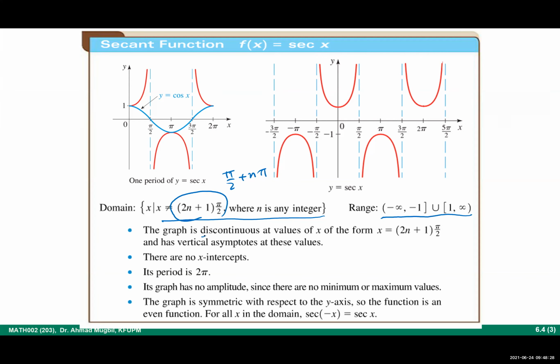This is, of course, the domain, the range, I mean. This function is discontinuous at the zeros of cosine, so it has vertical asymptotes. No x-intercept, Shabab, for the graph of secant. Look at it. The period is 2 pi, the same as cosine. No amplitude, no minimum, no maximum, because of course it goes to infinity and to negative infinity. And of course it is symmetric about the y-axis because it is even.